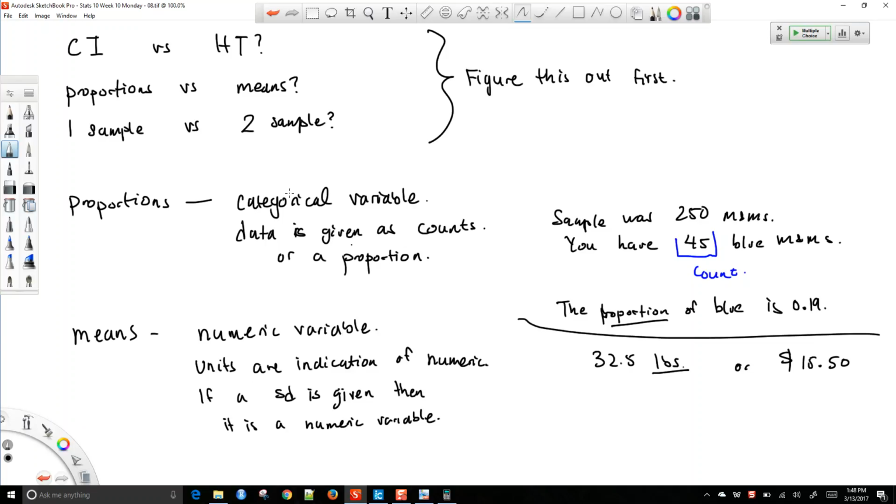Okay. The other things: confidence intervals versus hypothesis tests. Obviously, if it's a hypothesis test, it'll talk about hypotheses and p-values, right? Hypothesis tests will have hypotheses and p-values, okay? You do not have p-values for confidence intervals, okay? If anywhere in the problem it talks about a p-value, it's a hypothesis test, okay?